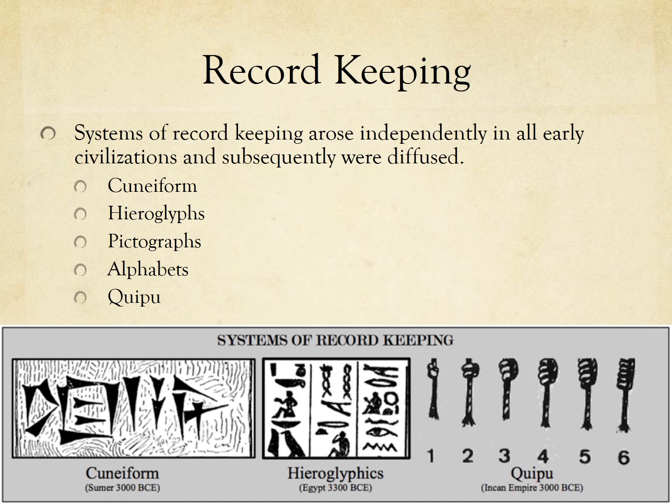So you've got these different systems of record keeping all being developed in different geographic areas all about the same time. Granted, Egypt and Sumer are very close to one another, but the Incans, they're oceans away. So, I mean, they're very, very far away, and they were able to develop it at basically the same time. So it's really interesting to see how civilizations developed all at relatively the same time.